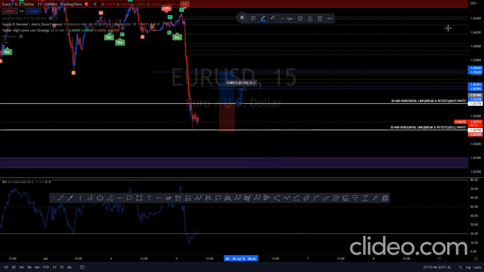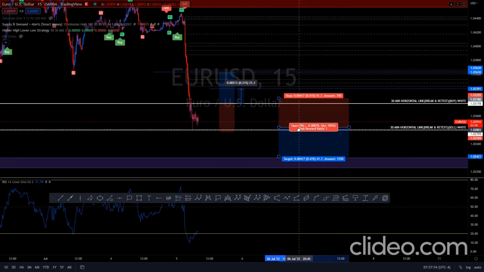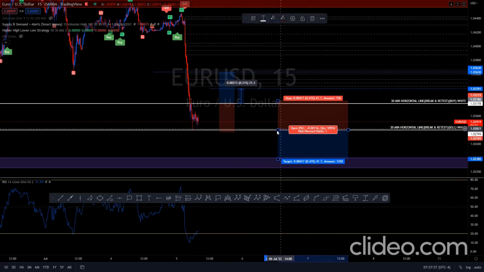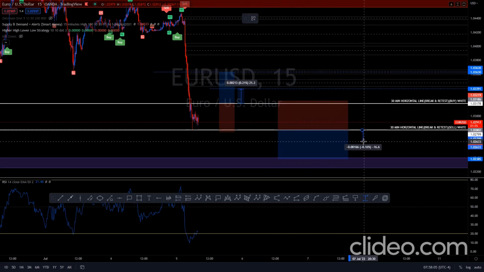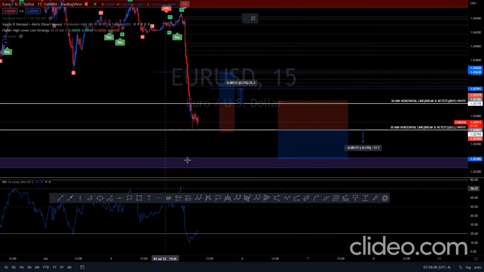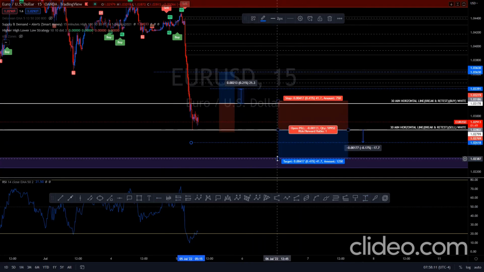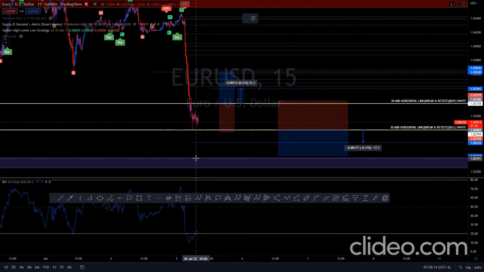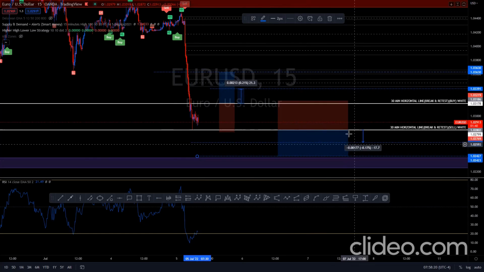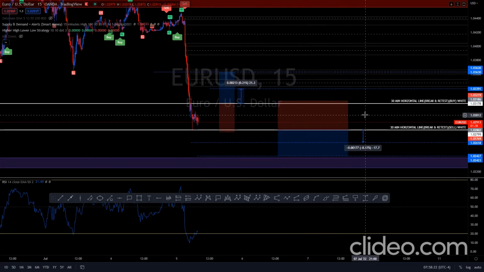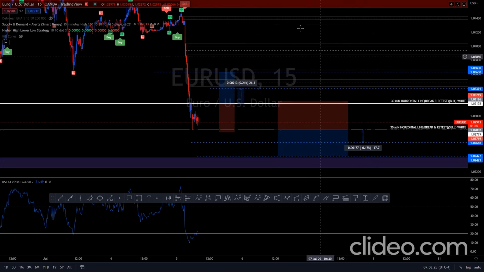That's if it buys. But if it happens to sell, then I would be looking to do my entry here, and I would be looking to get at least 15 pips, well, at least 17 pips for the first take profit. And then the second take profit, at least down to this demand zone. And that's what I would be looking for.